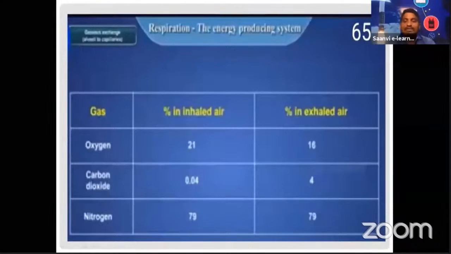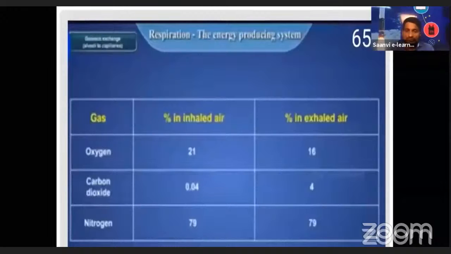So it means what we are inhaling, oxygen, carbon dioxide and nitrogen is present. If you consider the amount of air we take in during inhalation as 100%, 21% of it is oxygen, 0.04% is carbon dioxide, and 79% is nitrogen. Did you get me? Likewise, in the air you are breathing out, that is exhaled air, oxygen, carbon dioxide and nitrogen are present. What are the percentages of the gases in your exhaled air? Oxygen 16%, carbon dioxide 4%, and nitrogen 79%. Okay, children?